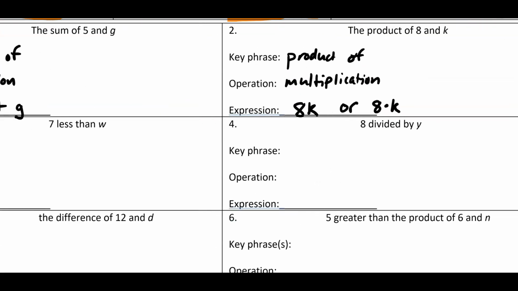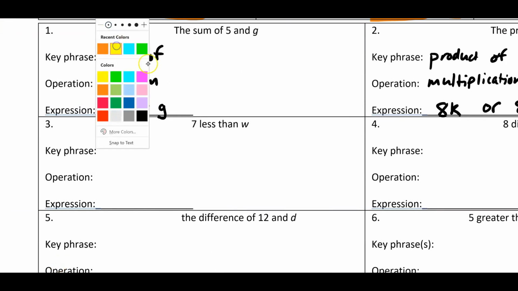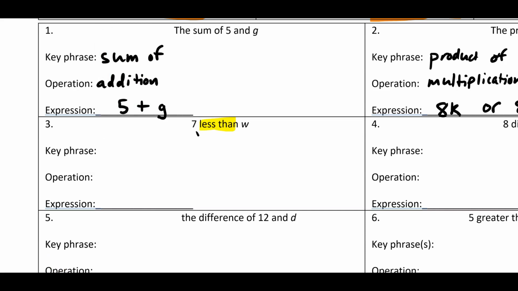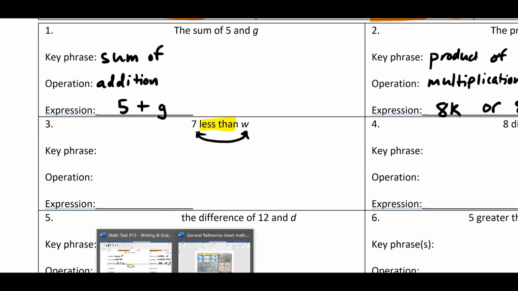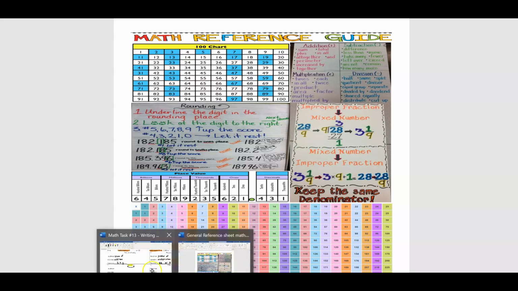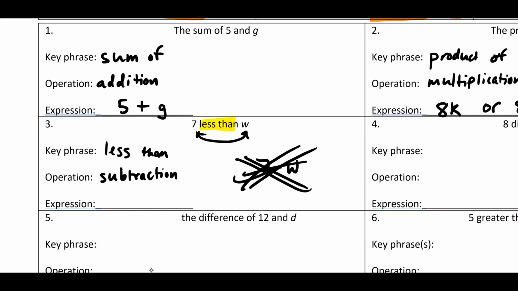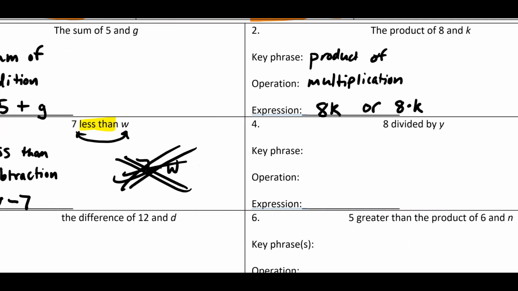Let's do another one. All right, 7 less than w. When you see that less than, you should think, alert, this is a switch phrase, right? We just talked about that. So if I go over here, we know that less than is a subtraction phrase. So again, less than was my key phrase, and the operation is subtraction. But you're not going to write it as 7 minus w. No, no. You've got to flip it, right? So w minus 7. And that's the only way you can write that, right?